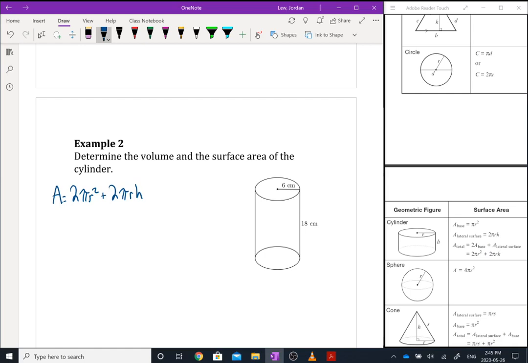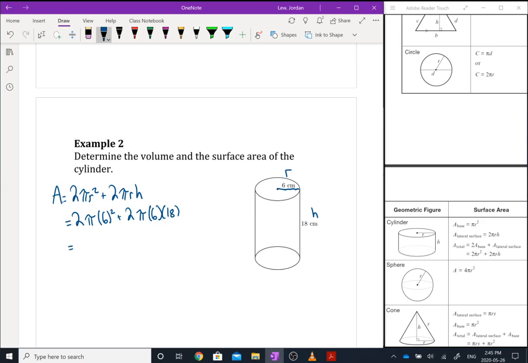We have our measurements here. So again, our radius, or our r, from the center of the circle out, and our height of the cylinder. And so now we're just plugging information in. So 2 times pi times r squared, so 6 squared, plus 2 times pi times 6 times 18. Now you could do this all at once on the calculator. I'm going to break it up into different parts.